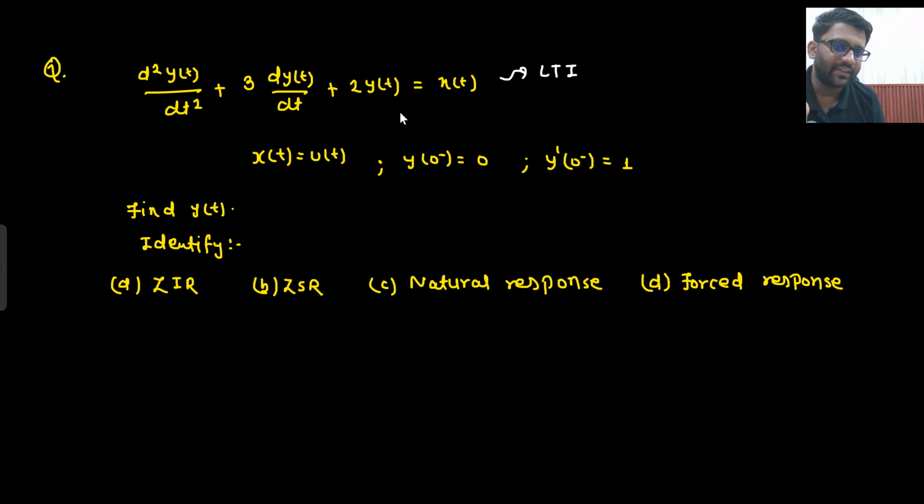Since there is an initial condition involved, that means here you need to apply the unilateral Laplace transform. So you need to find y(t). Now in that y(t), you need to tell what will be the zero input response, what will be the zero state response, what will be the natural response, what will be the forced response. So try doing it on your own. Along with that, find out H(s) as well.